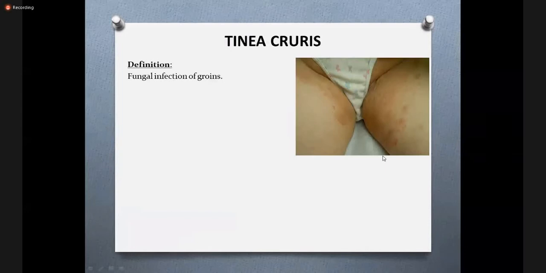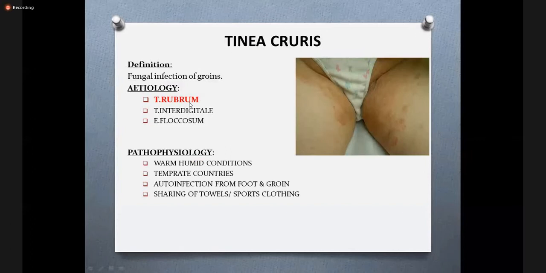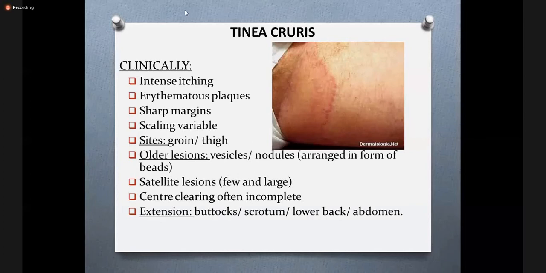Well-demarcated plaque, okay, the margins are more inflammatory as compared to the center. The most common organism is Trichophyton rubrum. The predisposing factors are warm, humid conditions, temperate countries, and auto-infection from the foot, or if the person has a fungal infection on another side of the body, and sharing of towels and sports clothing. They can easily spread the fungal infection. Now, the patient has intense itching, erythematous plaque, sharp margin, and sometimes there are scales. These are the common sites and it presents like this.